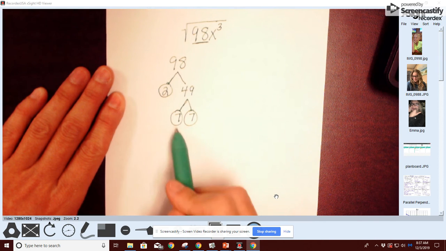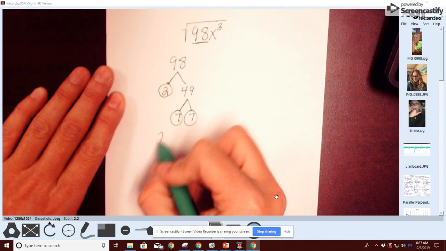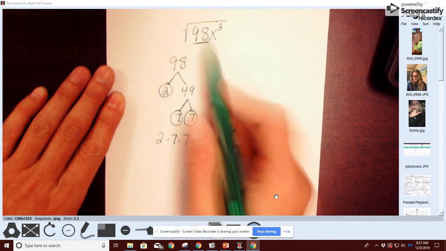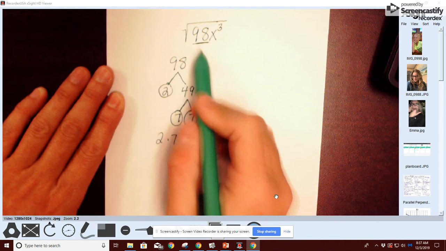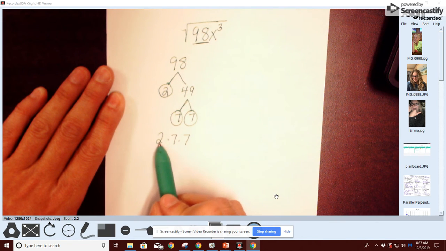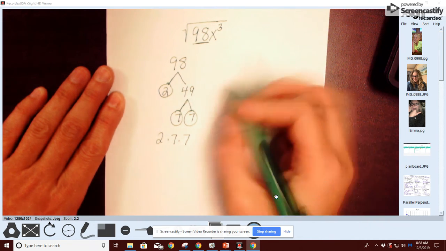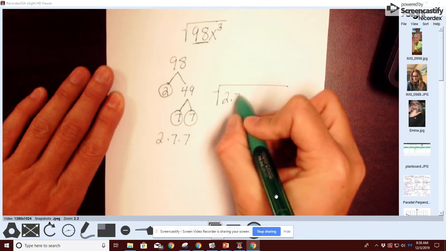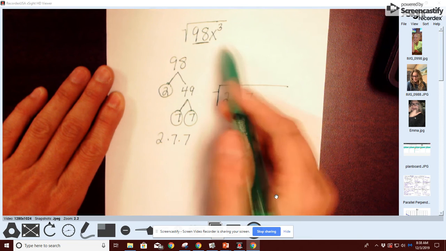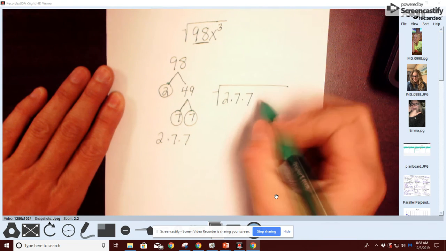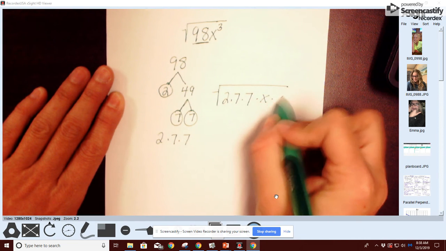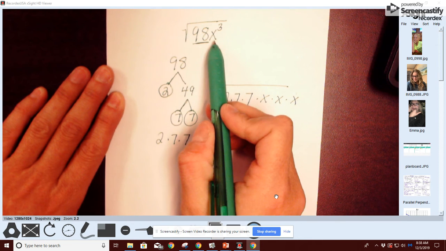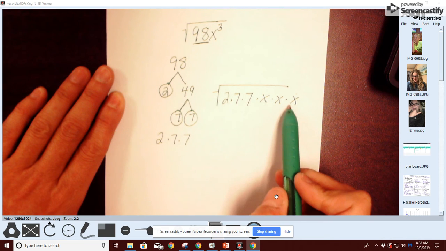So this is your prime factorization. 2 times 7 times 7 will give you 98. So then we're going to rewrite the problem, but instead of putting 98, we're going to put 2 times 7 times 7. And since there are 3 x's, we're going to write that out the long way, so times x times x times x. So this is the same thing as what we started with. It's just written out the long way.